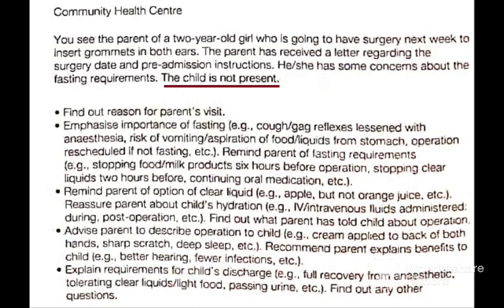And the last task is community health center. You see the parent of a 2-year-old girl who is going to have surgery next week to insert grommets in both ears. The parent has received a letter regarding the surgery date and pre-admission instructions. He or she has some concern about the fasting requirements, but the child is not present. So this is the community health center. Child is not present, and you are not examining the baby, but they have given that the child is not present.